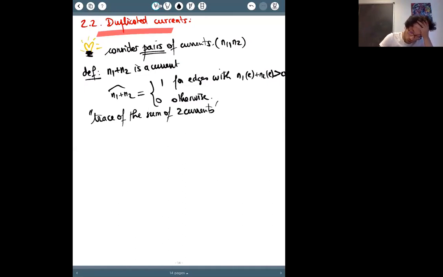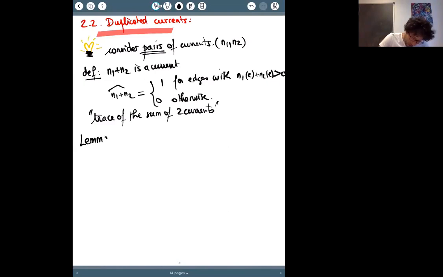There is a lot of loss of information when you only look at this hat, because you are only keeping track of whether the sum of the currents was strictly positive on the edge or whether it was zero. Okay? Is it clear? Don't hesitate to ask me now, because if you miss this notation, the rest of the talk would not make any sense, and actually the rest of the lectures.